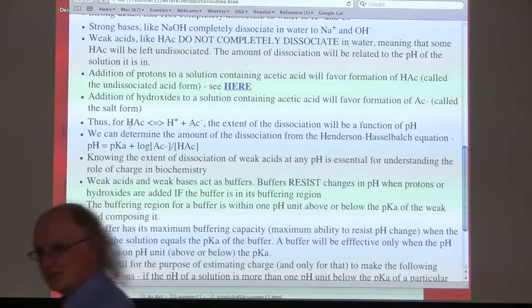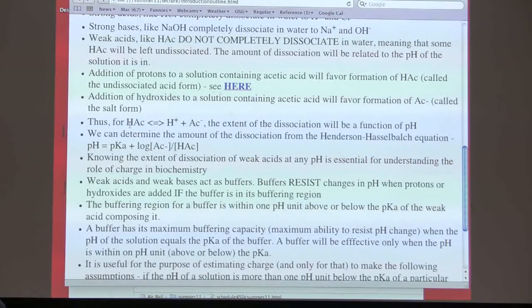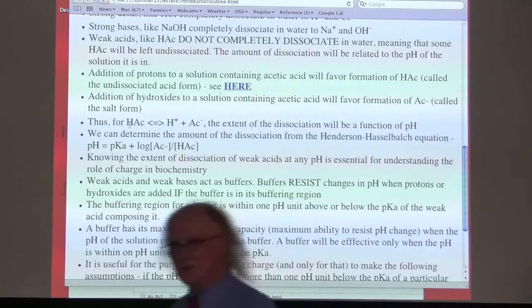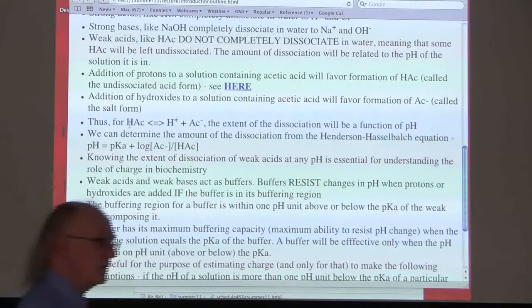Okay? My next question to you is, will that pH be below or above 4.76 in this solution I just gave you? It'll be below 4.76, says one. Anybody say above? Nobody's going to be brave and take the opposing view. It's going to be below. Why is it going to be below? Mathematically, why is it going to be lower than the pKa?